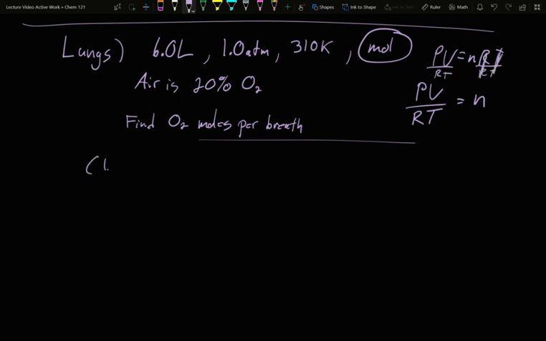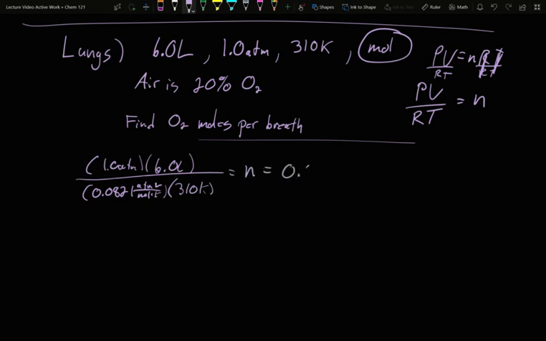Well, my pressure, 1.0 atmospheres. My volume, 6.0 liters. My R value, 0.0821 atmospheres liters per mole Kelvin. And my temperature, 310 Kelvin. That's going to equal my moles, 0.2357 mole, 2 sig figs. That is my total moles. That is the moles of all the gas.